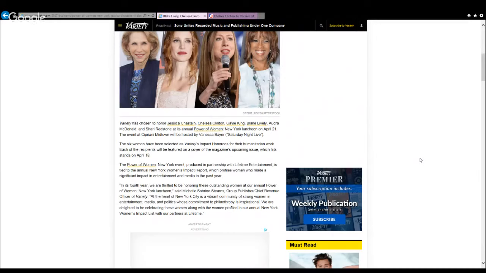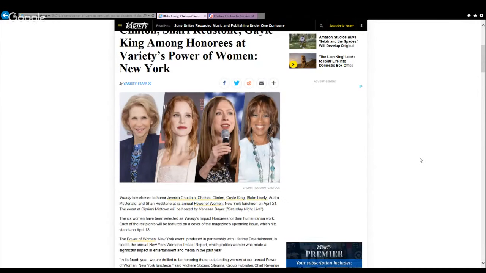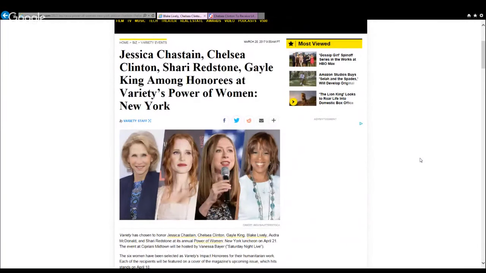Okay, now let's go through and apply the CRAP criteria to this. The currency. This comes from March 20th of 2017, so it's fairly recent, but that doesn't necessarily make it current. You can say that it's current to the time in which it's looking at the 2017 luncheon to honor these women put on by Variety.